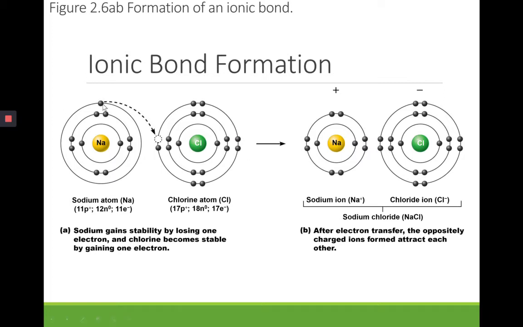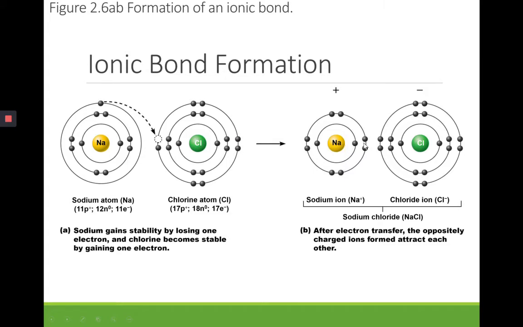We have sodium, which had that one lone electron in its outermost valence shell. And then over here, we have chlorine, which has 7 electrons in its outermost shell. Well, both of these atoms could be completely stable, happy, and inert if sodium transferred its electron to chlorine. And that's exactly what happens.